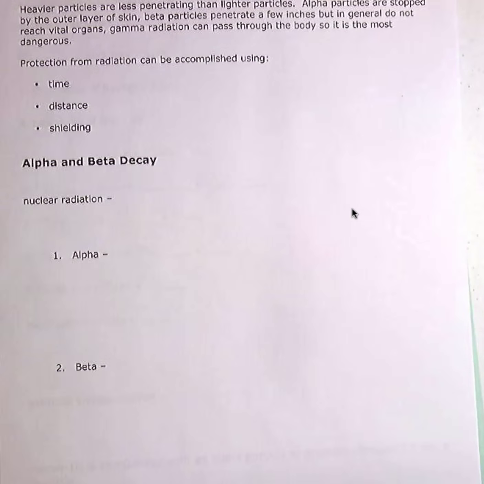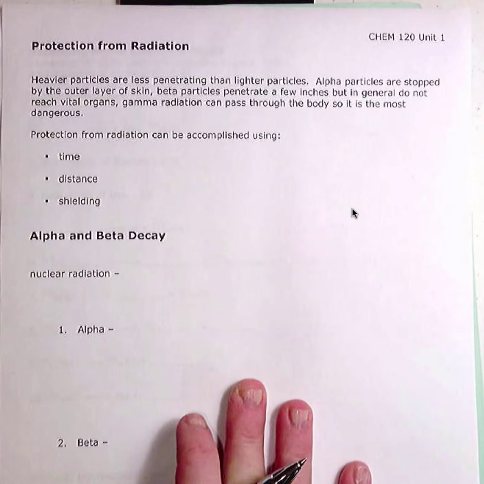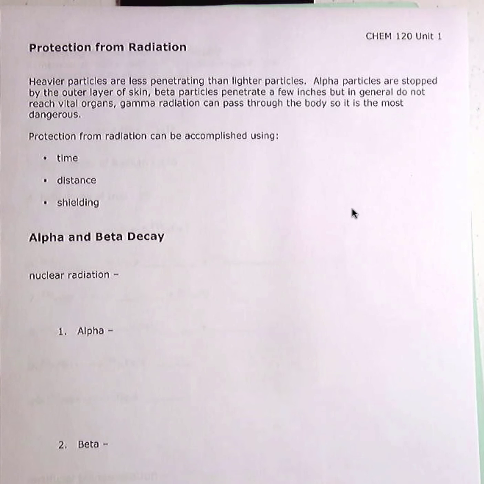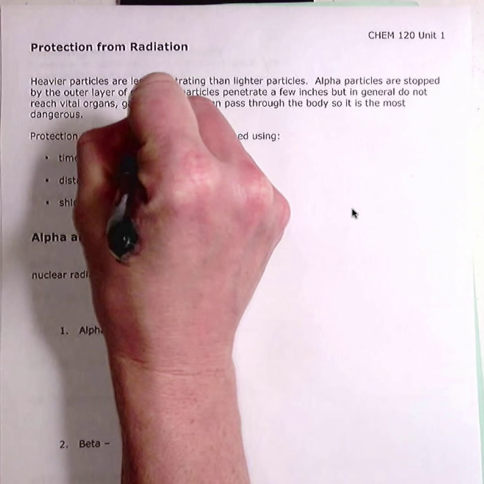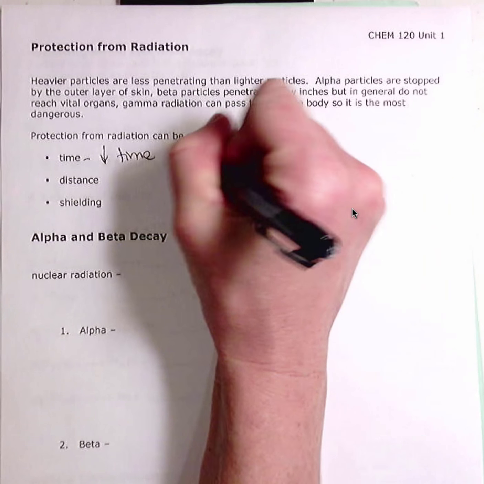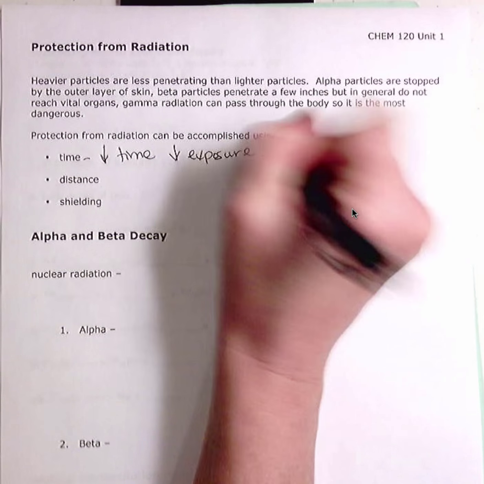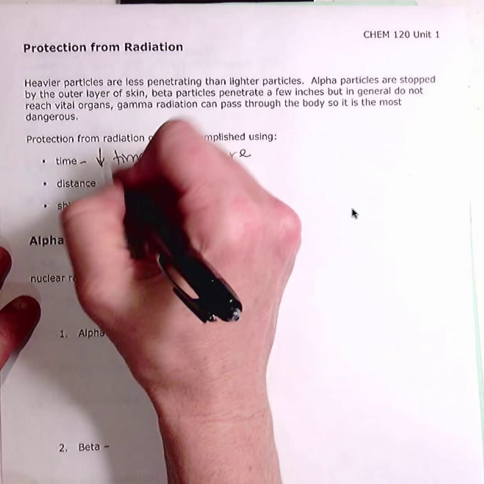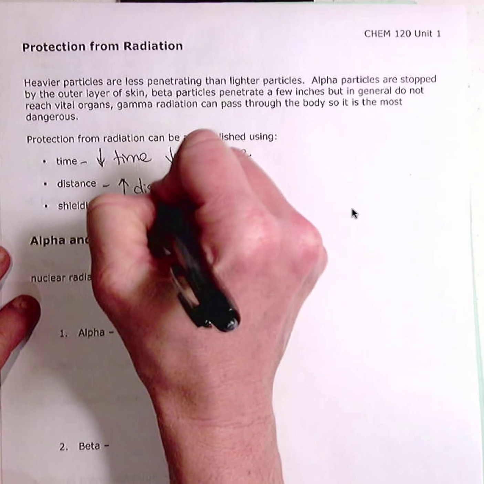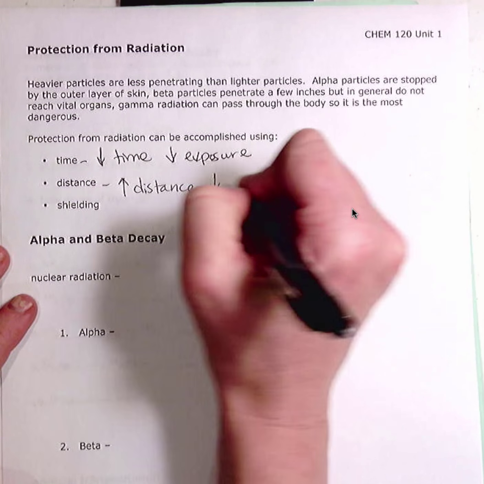Radiation: ways to protect yourself from radiation. There are measures that you can use, and I definitely used these when I was working. Time: the less time you're exposed means less radiation. So if you decrease the time, you decrease exposure. Distance: the greater distance means less radiation. So if you increase the distance from the source, you decrease exposure.